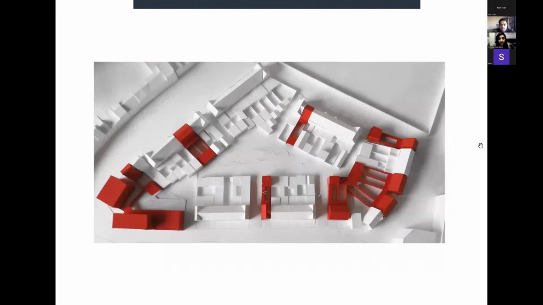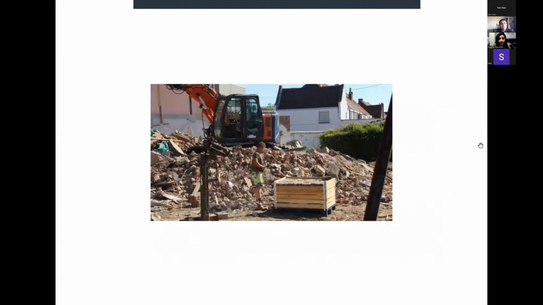So, this is a model which shows the master plan and the buildings which are to be demolished on site. The demolition of these buildings would have a lot of construction waste, but the strategy was to try to recuperate as much material as possible from these demolished sites itself, forming a material bank for the new construction.